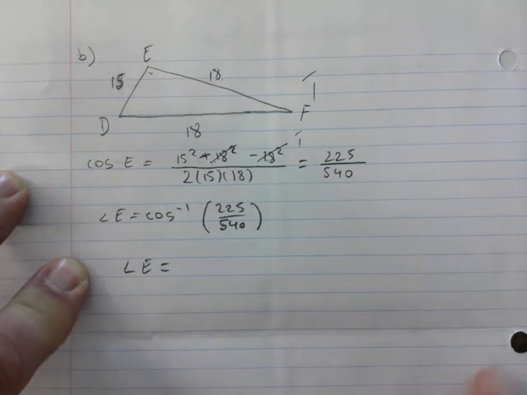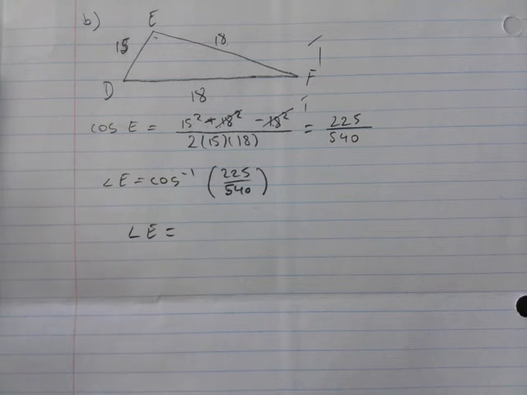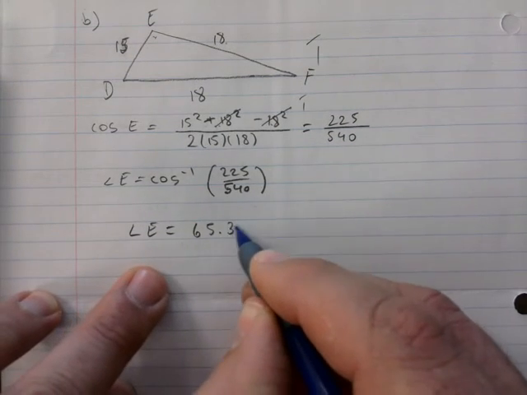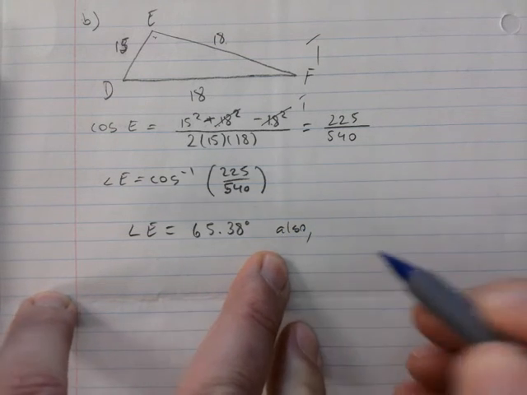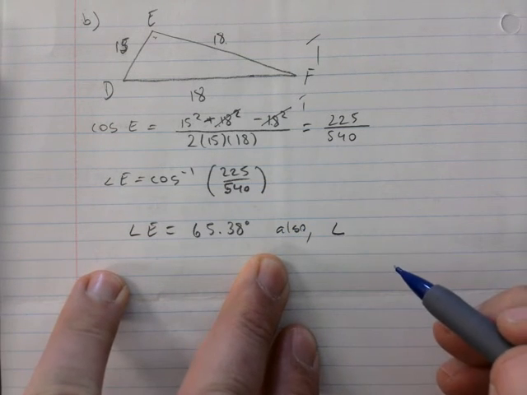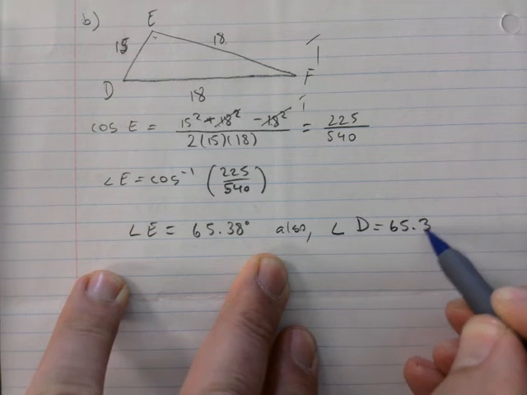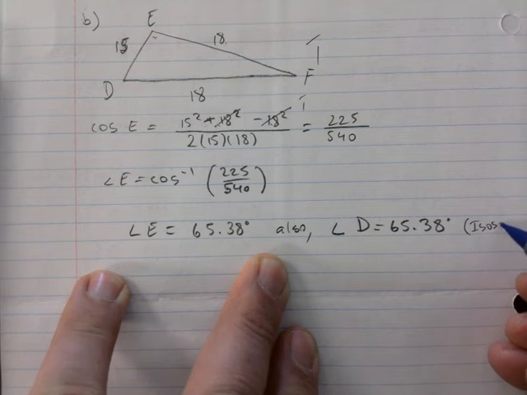And I'm going to go second, cos of 225 divided by 540. And that's 65.38 degrees. Also, right, angle what? Angle D is 65.38 as well. Isosceles, right?